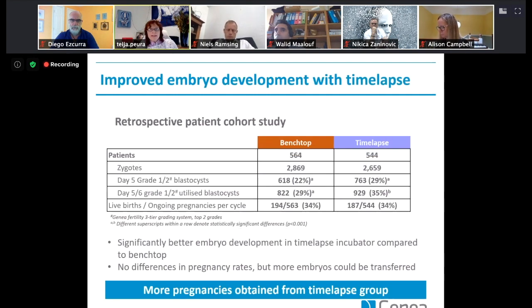And the retrospective patient cohort study results reflect the previous results. So again, we could see the significantly higher blastocyst development, no difference in pregnancy rates or live birth rates, but because of the cumulative nature, overall, more pregnancies were obtained from the time-lapse group.